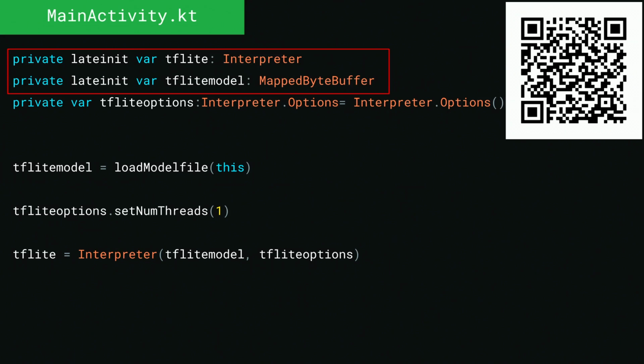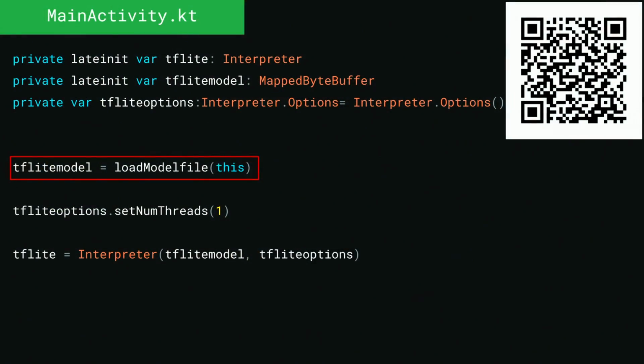Now earlier, remember, I said you put the TF-Lite model into your assets folder. How you read it out of the assets folder is as a mapped byte buffer. I'm not going to show the code for that in the slides, but it's available in the download if you want to have a look at it for yourself. And then you're also going to need a TF-Lite options object, which is used to set things like the number of threads that you want it to execute on.